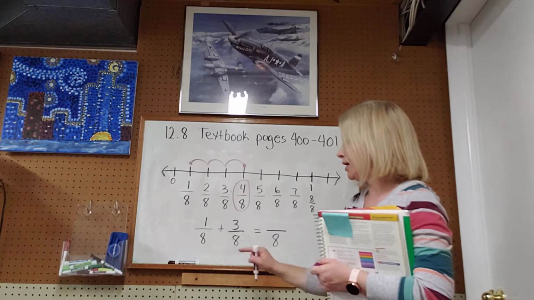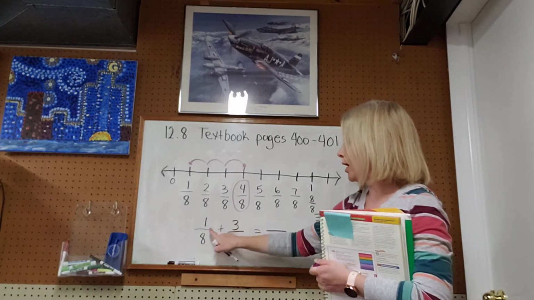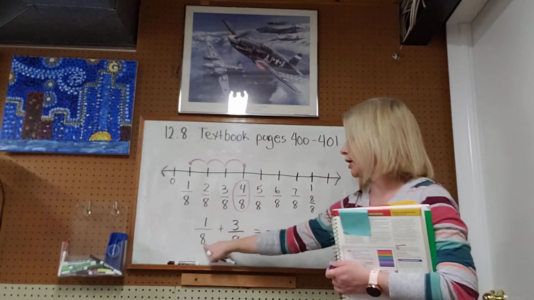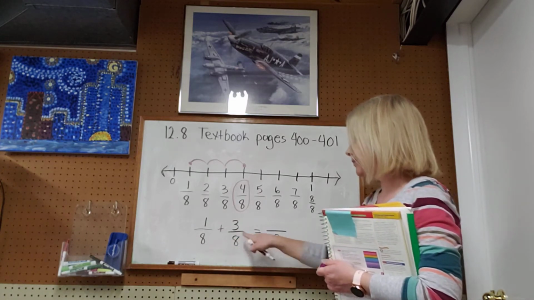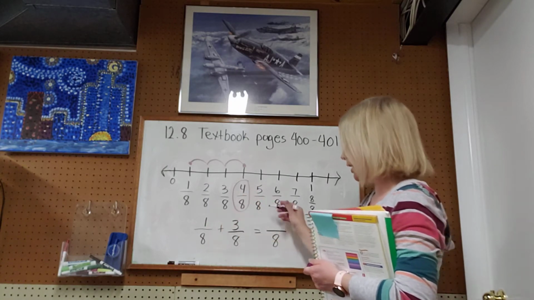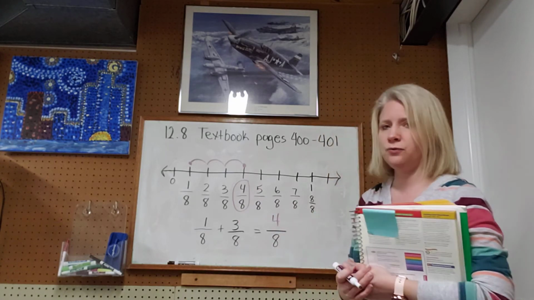And you can see, if you put your fractions together in a number sentence, 1/8 plus 3/8 equals, your 8s stay the same, but you're going to add the 1 plus the 3 and get 4/8. So your answer for that is 4/8.